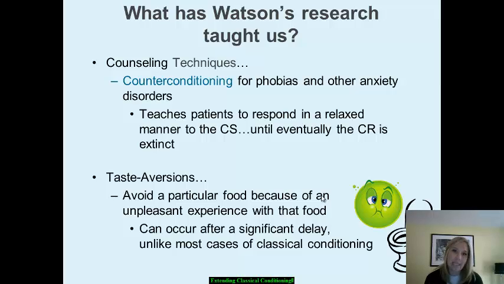Because what they do is they counter-condition a person to respond in a relaxed manner. So if they respond in a very relaxed manner to that fearful object, that phobia or that disordered behavior, eventually the CR is going to become extinct. And so much of Watson's research has helped us to provide that means of psychotherapy to those that are afflicted with those particular disorders. The other thing to keep in mind where Watson's research is concerned is taste aversion.